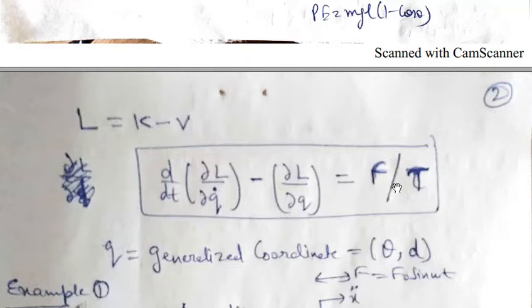It will be equal to the forces if it is a rectilinear motion. If it is angular motion, it will be equal to the sum of the torques. So this is the way you will get the equation of motion, just by substituting the value of L. L is nothing but the difference of the kinetic energy and the potential energy.